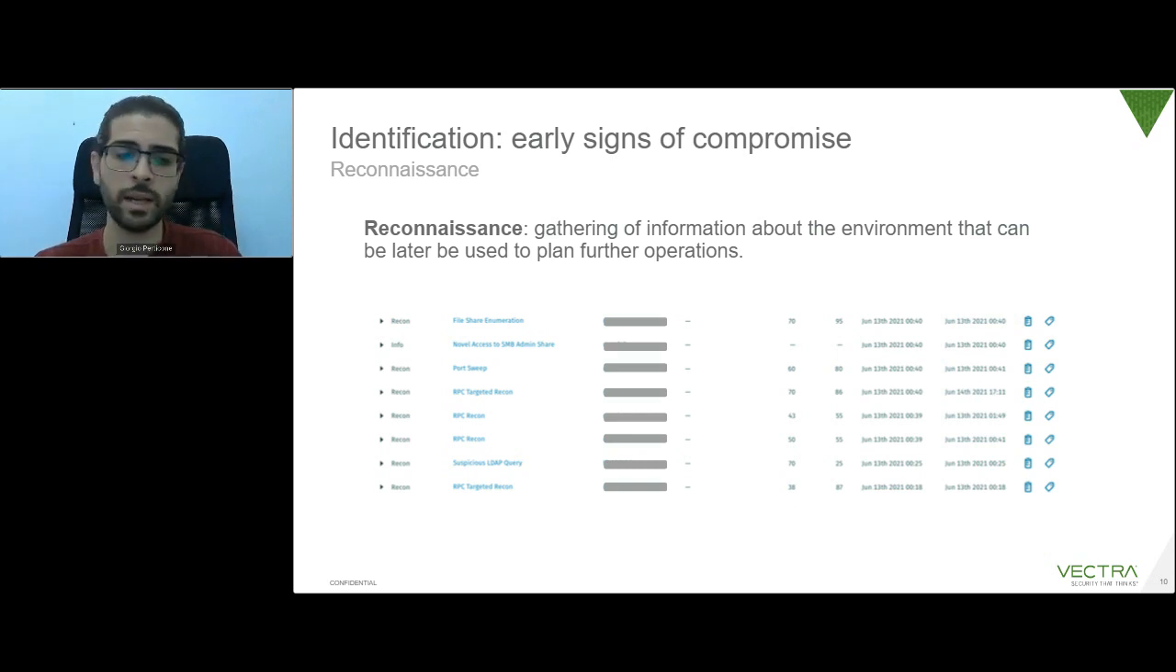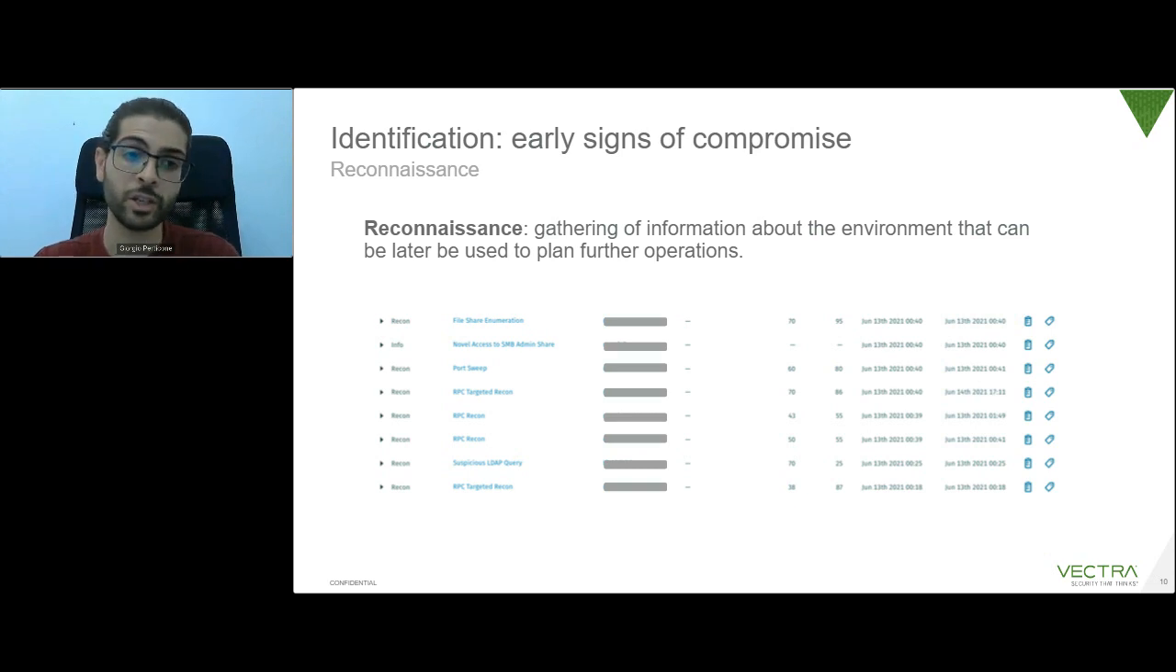First, a little definition of what I mean by reconnaissance. Reconnaissance is all about attackers trying to gather information about the environment itself, so that all of that information about assets, host accounts, data, and so on, can then be used to decide what's the next step they can take. And so we have a list of many different detections based on reconnaissance.